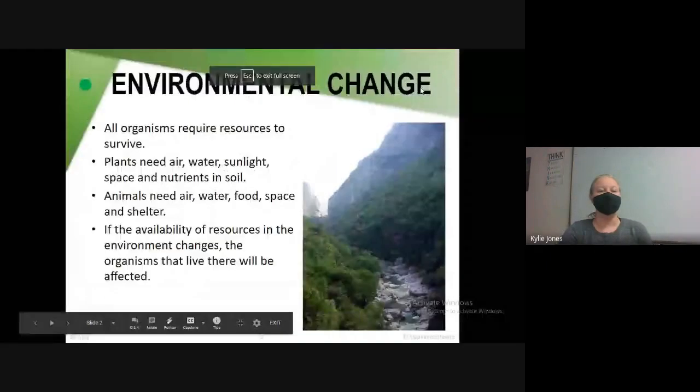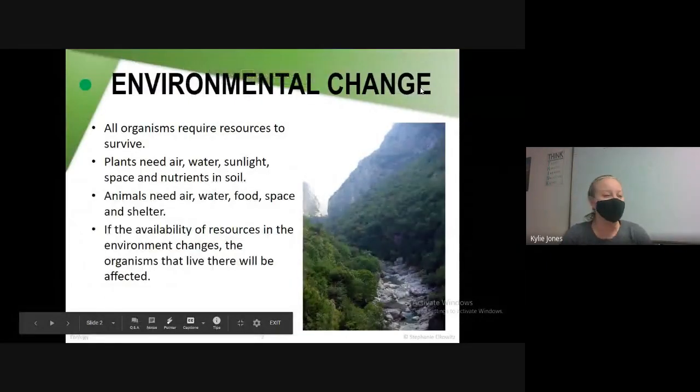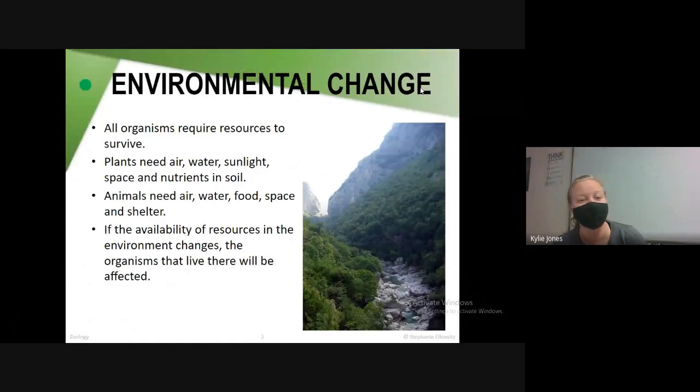All organisms require resources to survive. Plants need air, water, sunlight, space, and the nutrients in the soil to survive. Animals will need air, water, food, the space to live, and shelter. If the availability of resources in the environment changes, the organisms that live there will be affected.